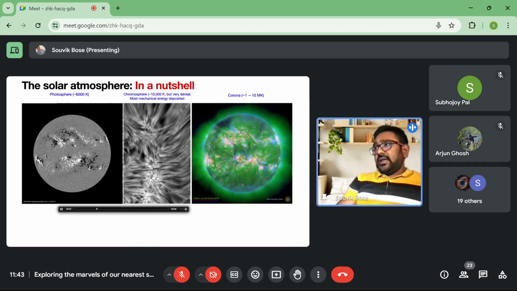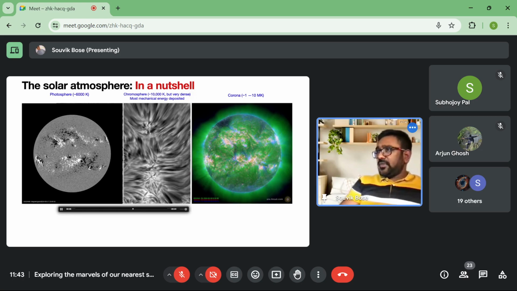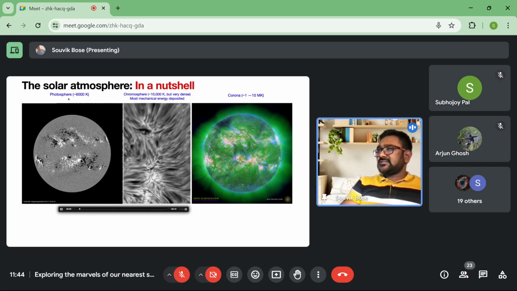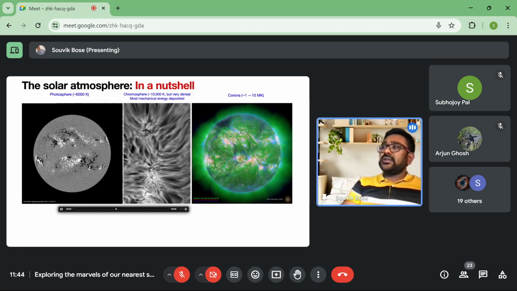We introduce a layer, as you saw probably in the previous temperature stratification, called the chromosphere, where it's roughly around 10,000 Kelvin. It's not super hot, it's just slightly hotter than the photosphere, but it's very dense. The corona is not dense at all.